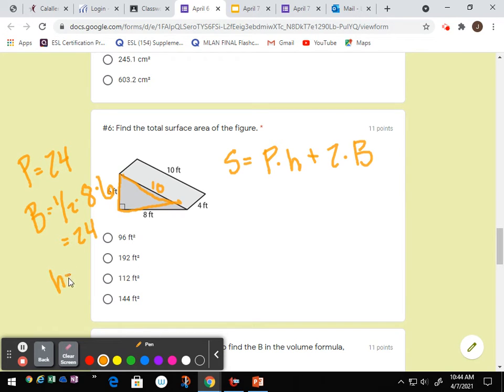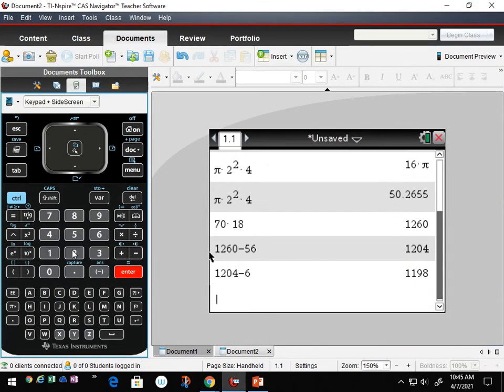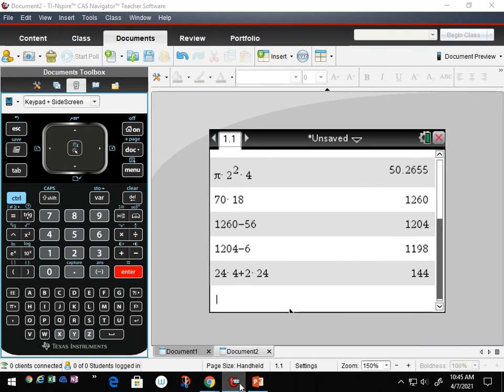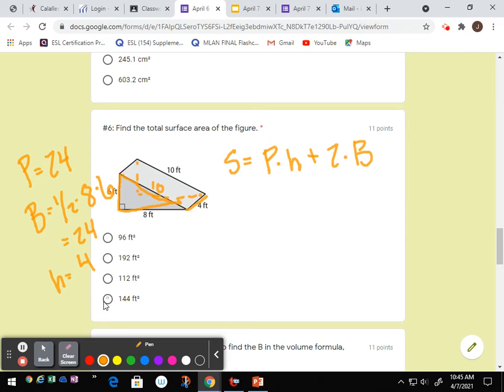And we need to know the 3D height. The 3D height is going to be 4. We have a base in the front and a base in the back, and they are 4 feet away from each other. So let's plug these numbers into our calculator real quick. We have 24 times 4 plus 2 times 24. We get 144, which we can see is answer choice D for number 6.